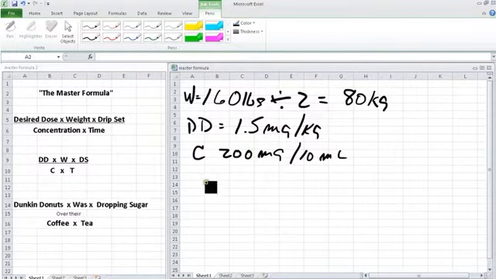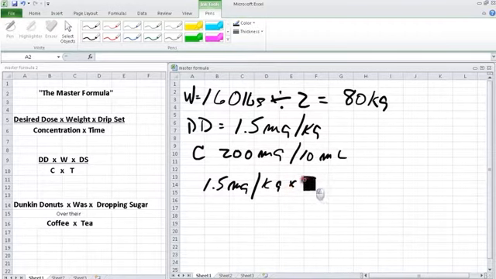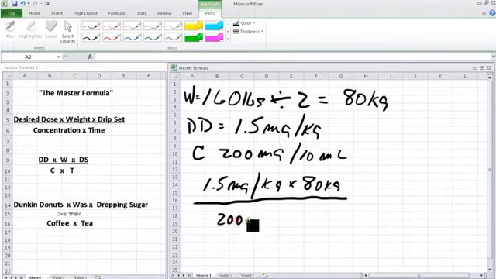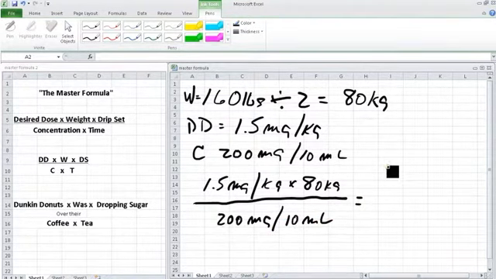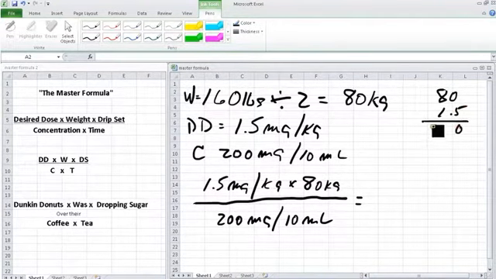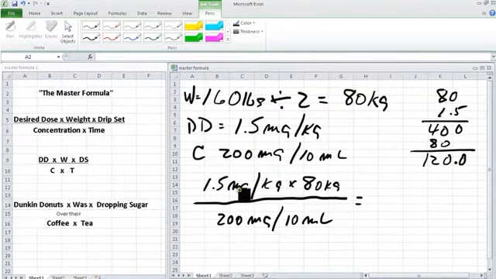Let's write out the formula. 1.5 milligrams per kilogram times the 80 kilograms, all divided by 200 milligrams per 10 mLs. I'll do the math up here, in case people are having trouble with the math. So the 1.5 times 80 kilograms is 120 milligrams.